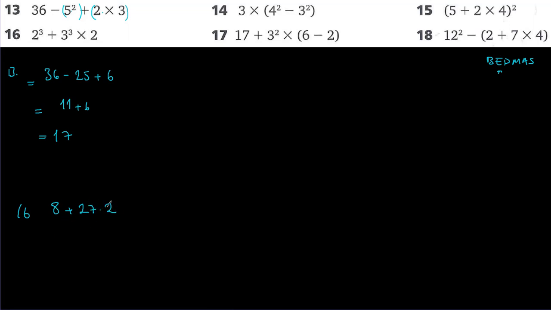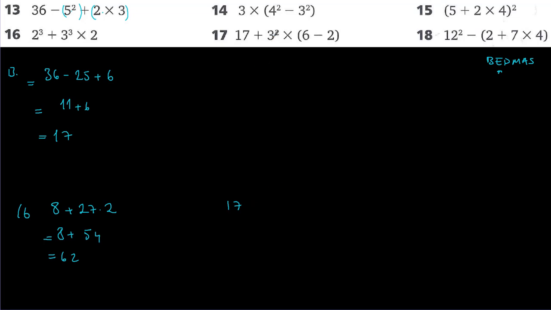With respect to that one, multiplication is before the addition. So first I am going to solve the multiplication part. 27 times 2 is equal to 54. And 8 plus 54 is equal to 62. And I finished the operation. Here I want to solve the 17, and I want to end this page because we have different exercises on the other page.